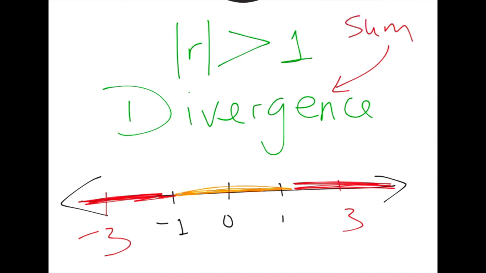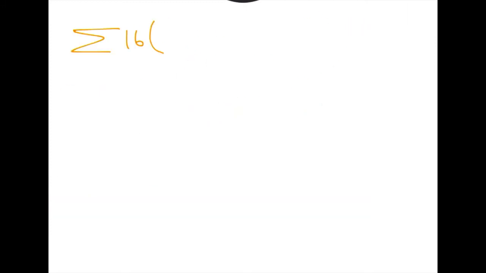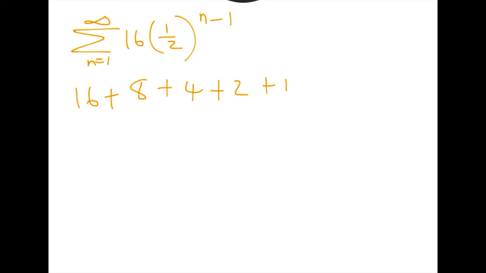What if the common ratio is between -1 and 1? What if the common ratio is 1/2? What if the common ratio is 0.7? What would happen? Let's look at an example like that. Okay, let's see what happens then. So I'm starting from 16, plus what? Half of 16, that would be 8, plus what? Half of 8, that would be 4, plus 2, plus 1, plus 1/2, plus 1/4, plus 1/8.